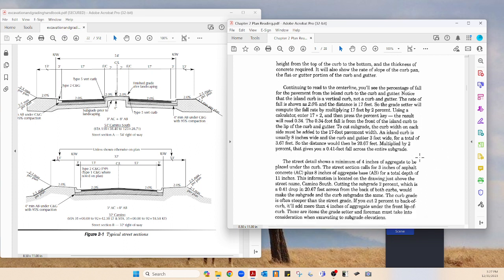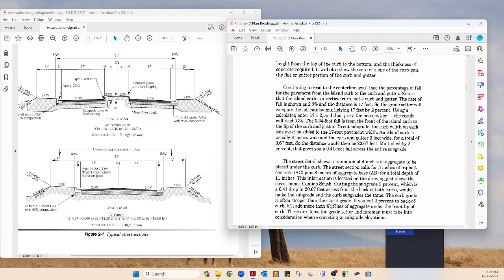This is a little bit repetitious, I think. Here's where we're doing the aggregate base for the total depth of 11 inches, which is right about here, 3 inches and 8 inches. That's where that 11 inches comes from. If you cut 2% to the back of the curb, it'll add more than 4 inches of aggregate under the front lip of the curb.